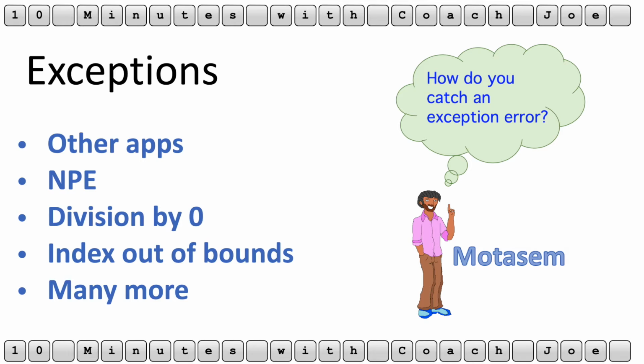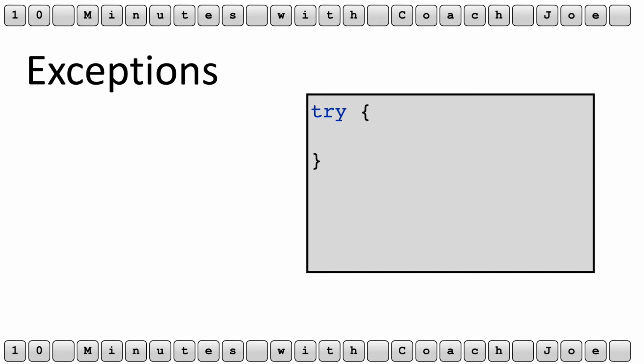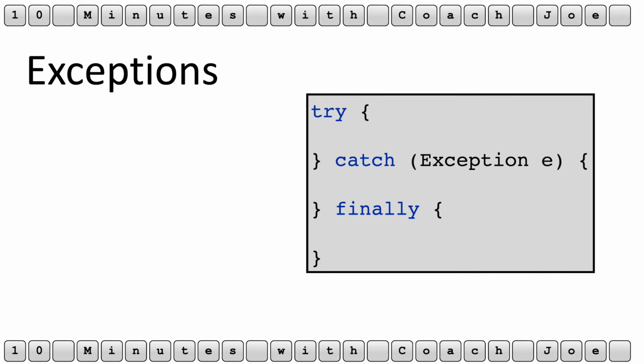Exceptions can be caught with the use of the try, catch, and finally blocks. Here is the syntax. There is a keyword try followed by a code block. There can be an optional catch keyword followed by a code block, and there can be an optional finally keyword followed by a code block. When using the keyword try, there must be a catch and/or finally code block.